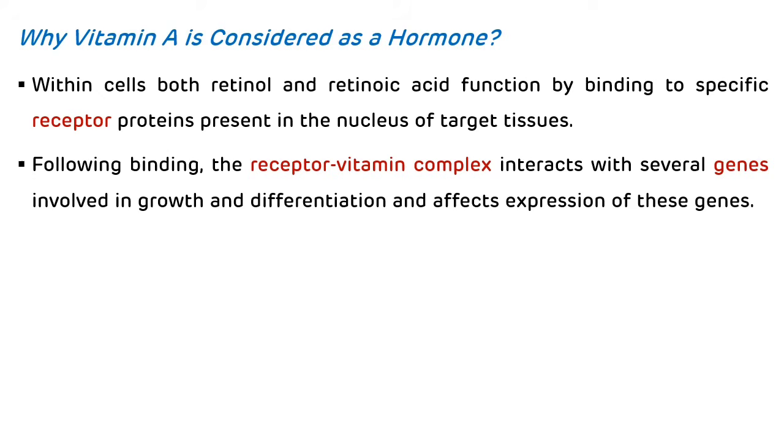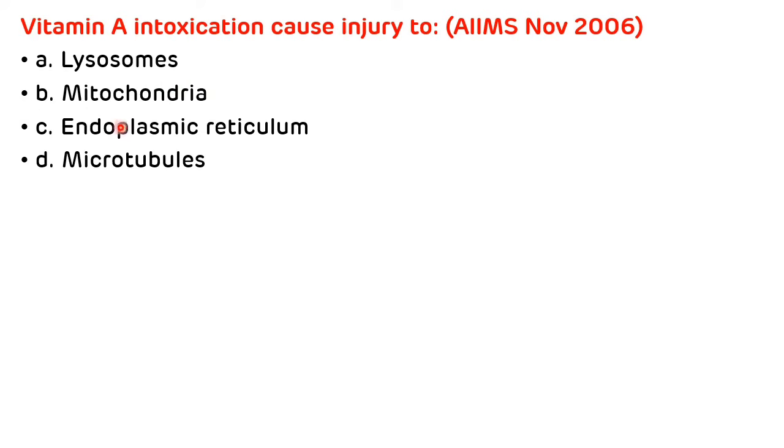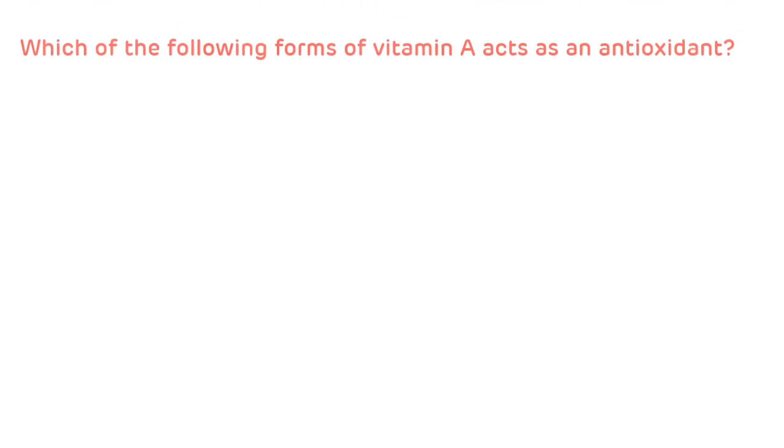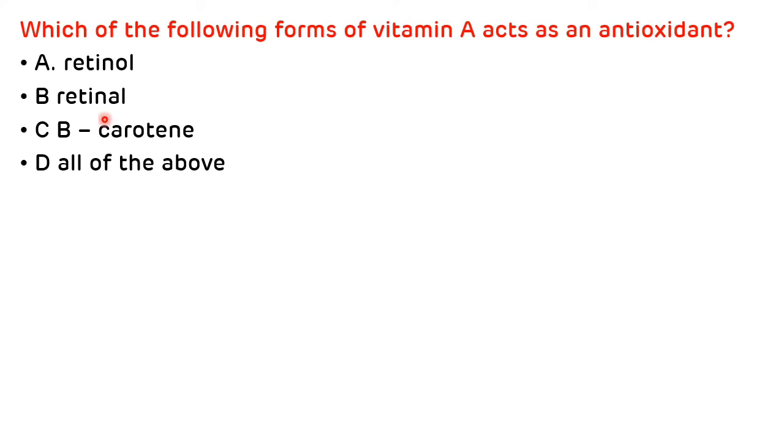Now we will see various multiple choice questions. The first question was asked in AIIMS May 2006. Vitamin A intoxication causes injury to, and the options are lysosomes, mitochondria, endoplasmic reticulum, and microtubules. So vitamin A intoxication causes injury to lysosomes. Second question is, which of the following forms of vitamin A acts as an antioxidant? And the options are retinol, retinal, beta carotene, and all of the above. As we have already discussed, provitamin A, that is the beta carotene form, acts as an antioxidant. So the answer is C.